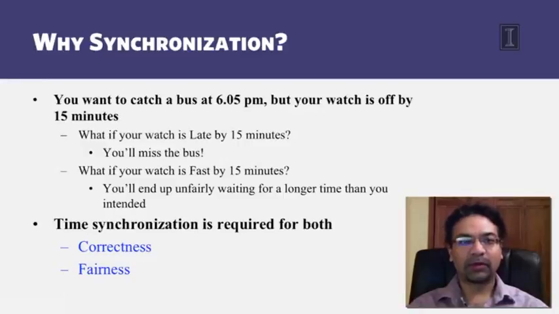So here's an example of why time is an important issue and why you need synchronization. Suppose you want to catch a bus at 6:05 p.m., but your watch is off by 15 minutes. If your watch is 15 minutes late, essentially you're going to miss the bus because you'll arrive 15 minutes late at the bus stop. If your watch is 15 minutes early, then you'll end up waiting 15 minutes extra, while you might have been doing something else that was more useful. So because your watch is not synchronized, either you have a violation of correctness when you miss the bus, or a violation of fairness when you end up waiting too long for the bus.